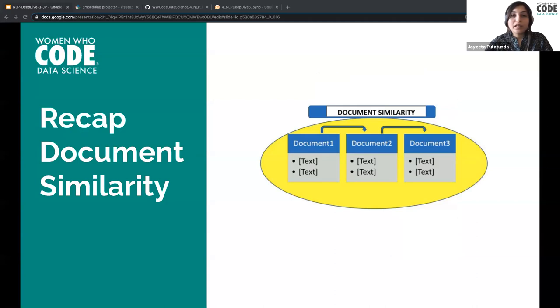Then we also looked at document similarity. This is a process of using distance or similarity-based metrics so that you can identify how similar a text document is with respect to other documents, based on similar features that were extracted from the documents using the methods we discussed, like bag of words or TF-IDF, etc.